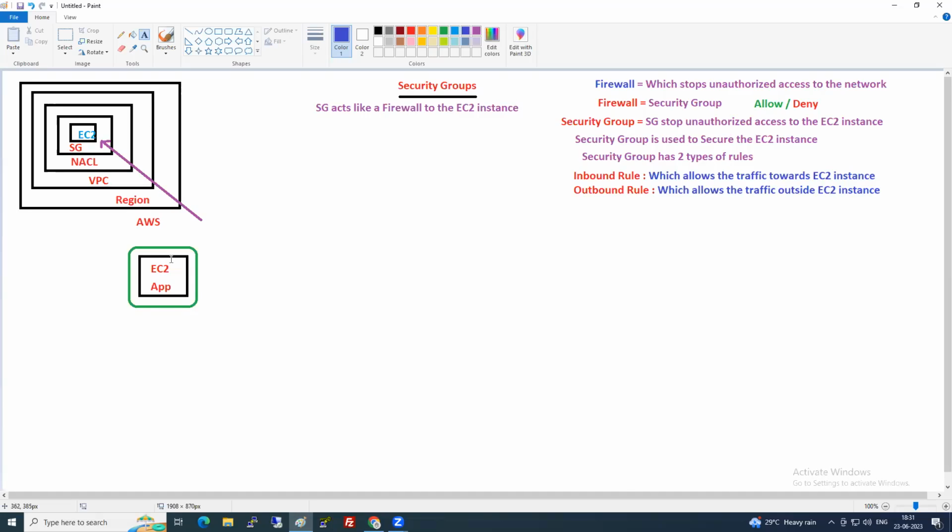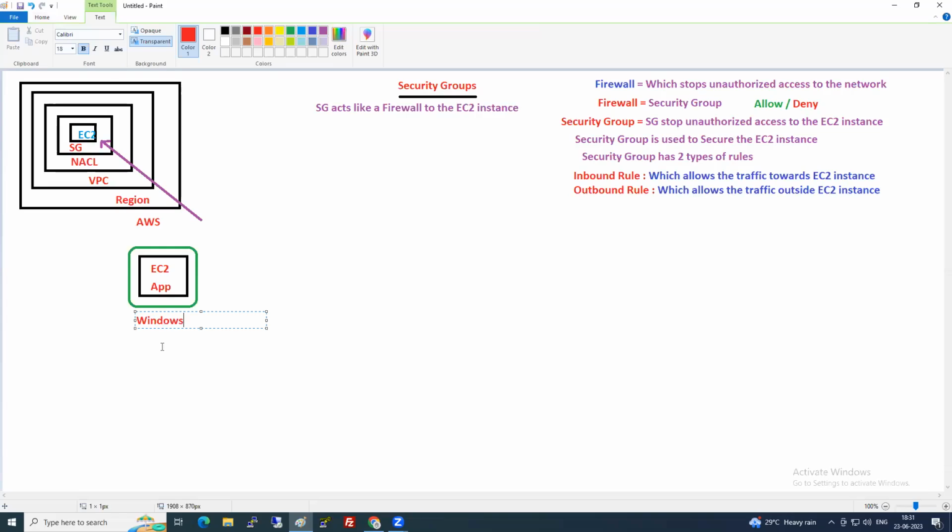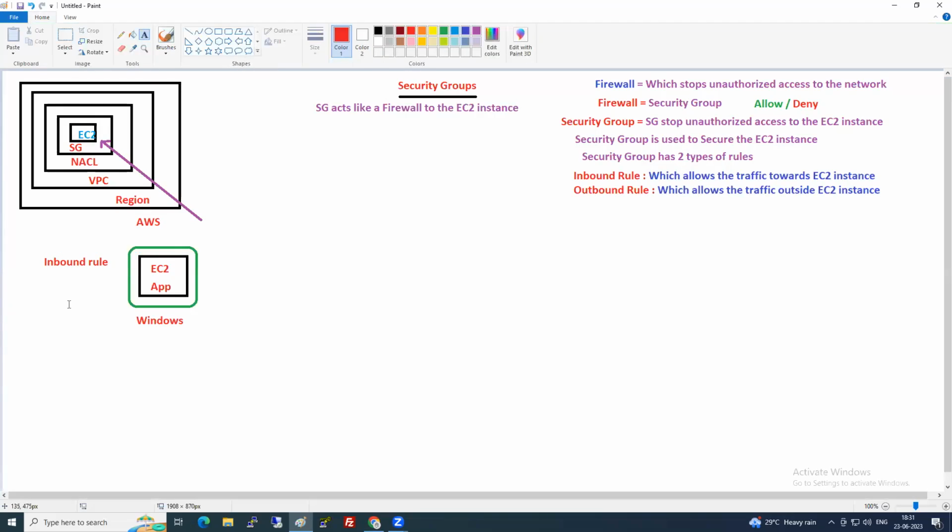Okay, now I have this EC2 instance and I have the security group. Is there any protocol allowed inside? No, it is deny. Now, let's say this is a Windows EC2 instance, guys. So I need to add an inbound rule. Now let's say I want to log into this EC2 instance. Which EC2 instance is this? Windows EC2 instance. So what is the protocol that I need to allow in the security group? RDP. Correct? RDP.